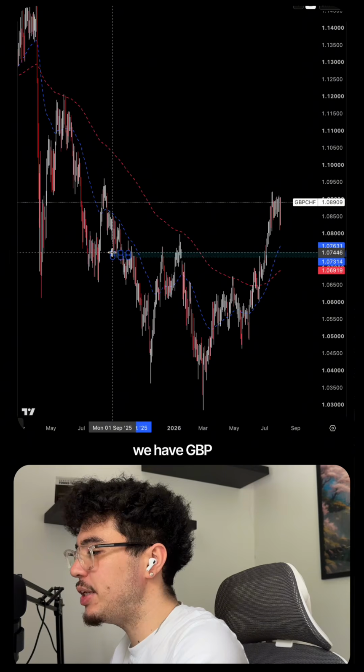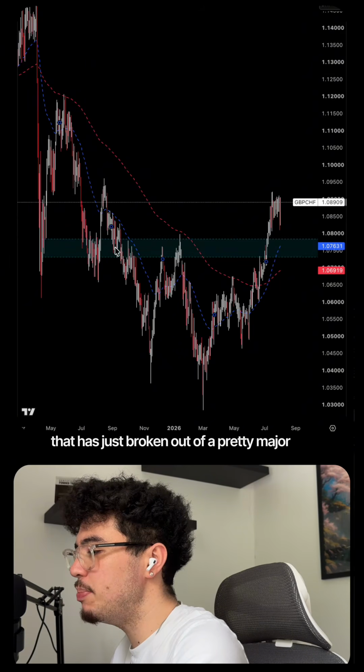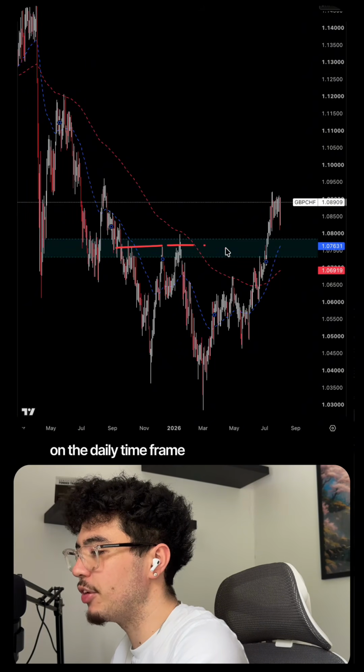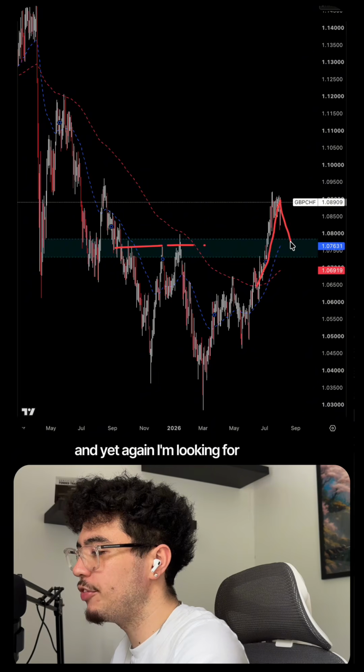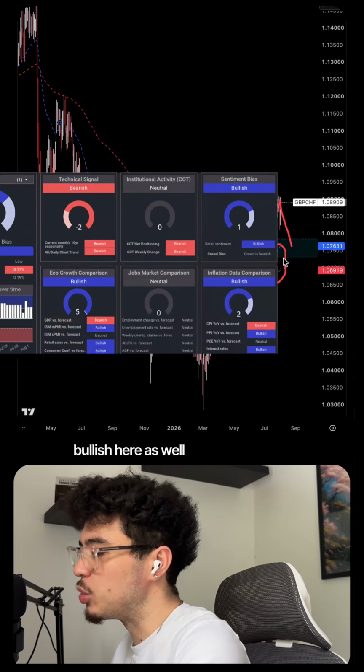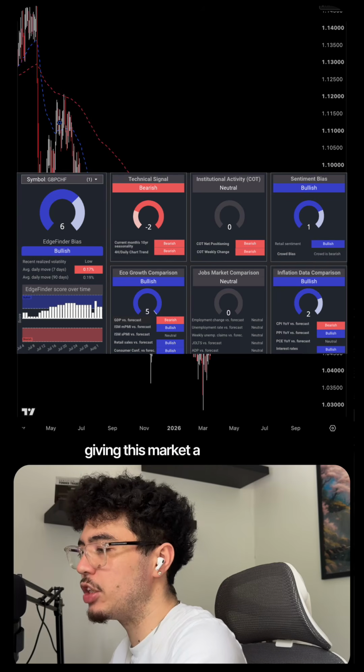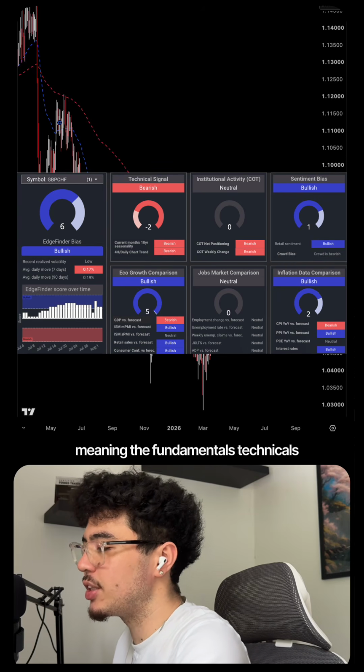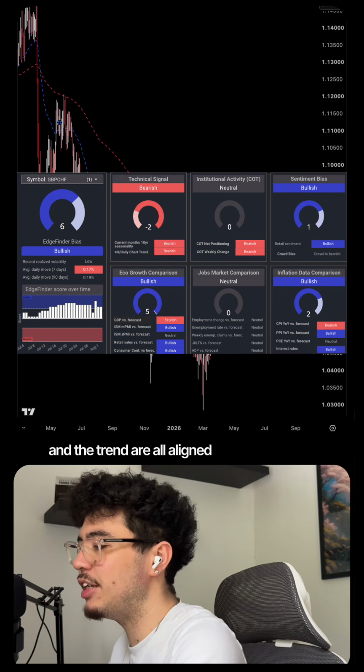Next up, we have GBP CHF that has just broken out of a pretty major level here on the daily time frame. So we've had the break, and yet again I'm looking for the retest, and we've also had the daily moving averages flip bullish here, as well as the edge finder giving this market a bullish reading, meaning the fundamentals, technicals, and the trend are all aligned for us to be buyers.